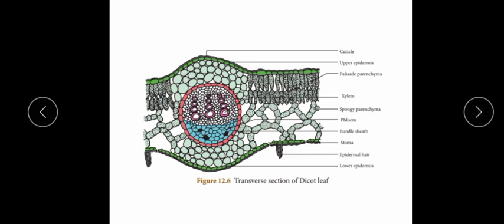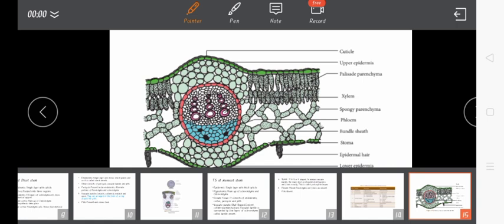But if you have a look at the next one, the spongy parenchyma, you can see a lot of spaces. See, have a look here. You can see the gaps here and there. Okay, they are the intercellular spaces. Okay, that is the difference between palisade parenchyma and the spongy parenchyma. Here in the palisade parenchyma, they take part in the process of photosynthesis, and spongy parenchyma, they take part in the process of gaseous exchange.